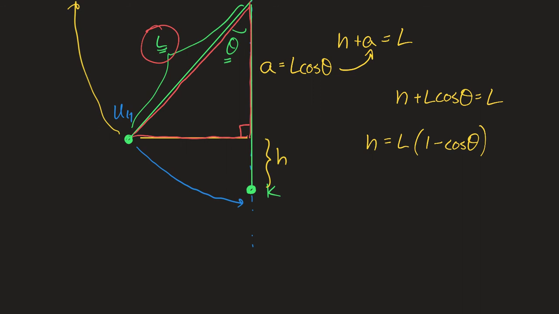When you take the cosine of 90 degrees, you get 0. And 1 minus 0 is 1. Works perfect. Pull it out 90 degrees, I get that the height is L. When you have 0 degrees, cosine of 0 is 1. 1 minus 1 is 0. So if I don't pull it back at all, there's no height. Makes sense.